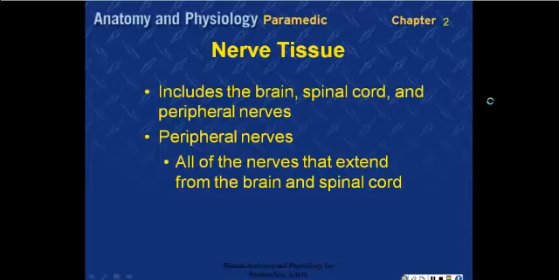Let's talk a bit about nerve tissue. Nerve tissue includes the brain, spinal cord, and the peripheral nerves. Functionally, the human nervous system is divided into the central nervous system and the peripheral nervous system. The central nervous system is made up of the brain and spinal cord, and the peripheral nervous system is made up of all other neural tissue in the body.